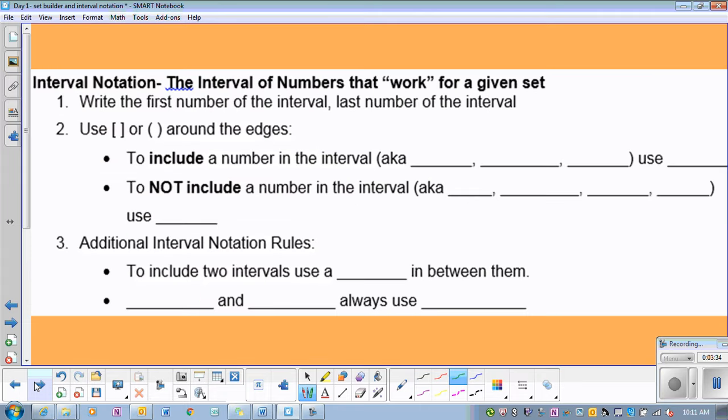So let's talk about something called interval notation. Now, interval notation sounds really weird in the beginning, and then once we start looking at some examples, it'll make a little bit more sense to you. So, interval notation is another way to write it. The first thing you need to do is write the first number of the interval and then the last number of the interval. Basically, from the left to the right, because we always read our graph from the left to the right.